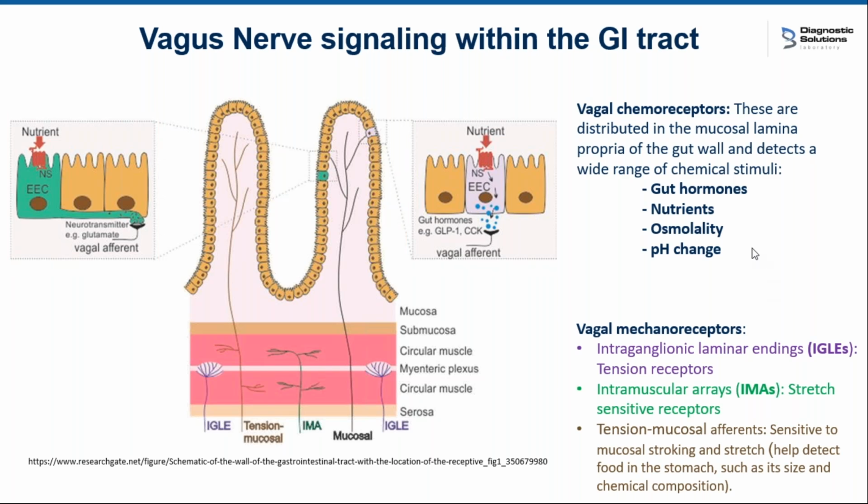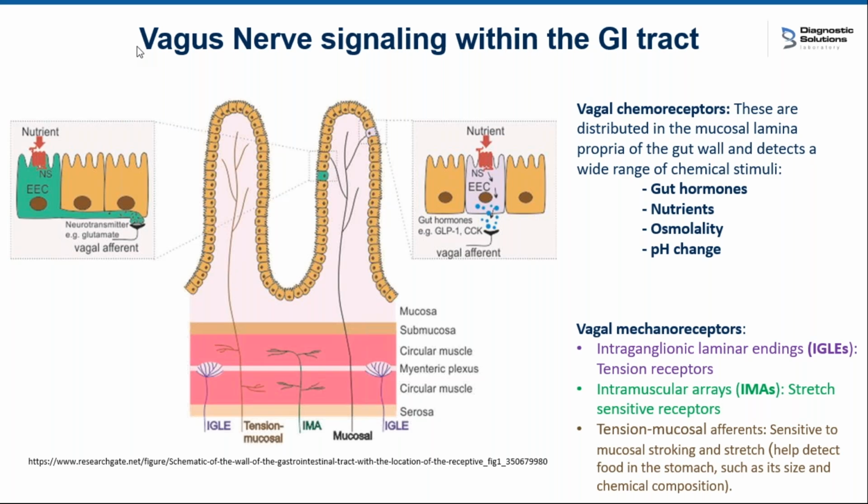And then you've got the vagal mechanoreceptors that are down below. There are several of them. There's the intraganglionic laminar endings, the IGLEs, which are involved in tension receptors. There's the IMAs, the intramuscular arrays, which are involved in the stretch-sensitive receptor part. And then you have the tension mucosal afferents in the brown here, which I think is so interesting.